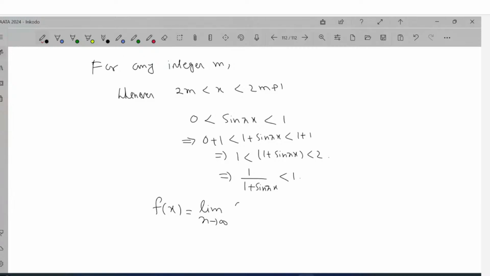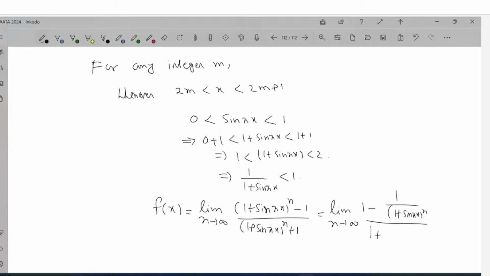limit n tends to infinity of (1 plus sine pi x) whole to the power n minus 1 by (1 plus sine pi x) whole to the power n plus 1, is same as limit n tends to infinity of 1 minus (1 by 1 plus sine pi x) whole to the power n, by 1 plus (1 by 1 plus sine pi x) whole to the power n, and because 1 by this is less than 1, this moves towards 0, ultimately it will be equal to 1 in this case. Right?